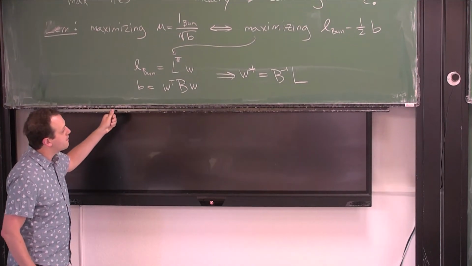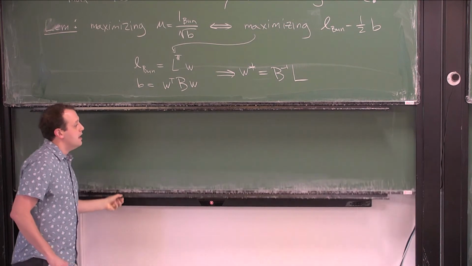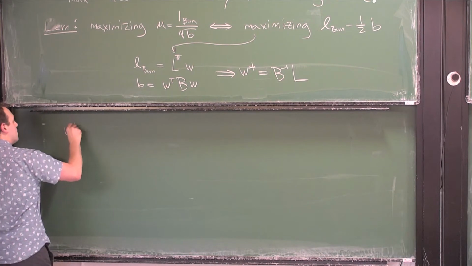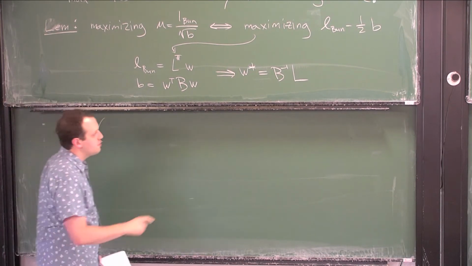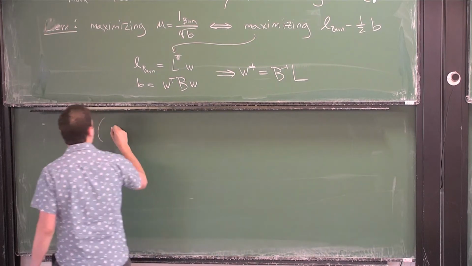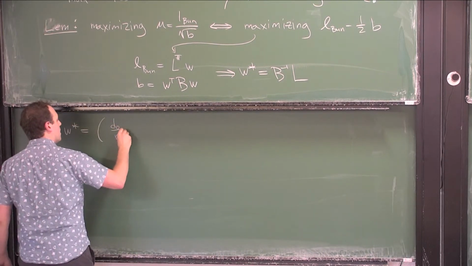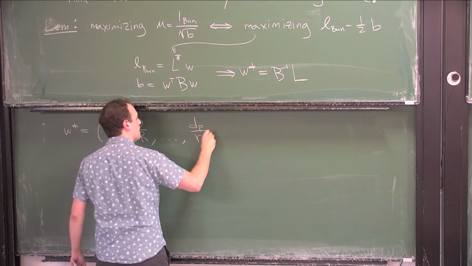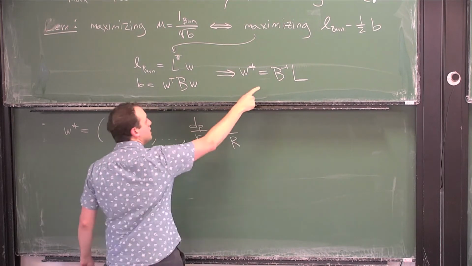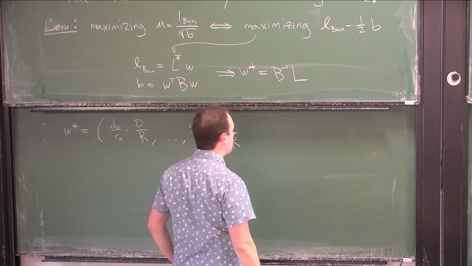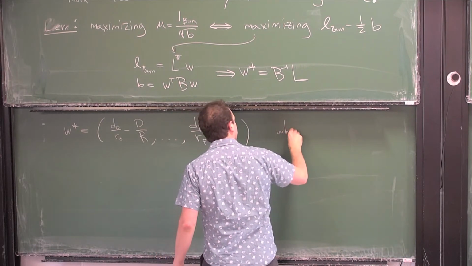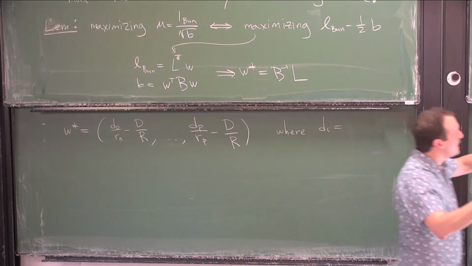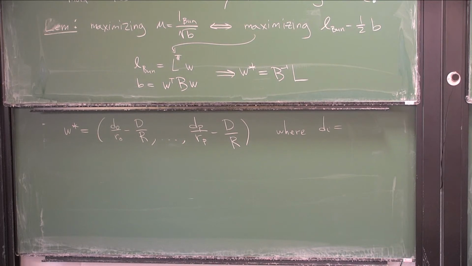So in this example, it's very easy. What you get is that W star is the following. It should be a vector of weights, and what it ends up being is D0 over R0 minus D over R, comma, and so on up to DP over RP minus D over R. Just using this formula and applying it to this example, where Di is the degree. I should have said, capital D is the degree of the bundle E. That's fixed, and R is the rank of E.